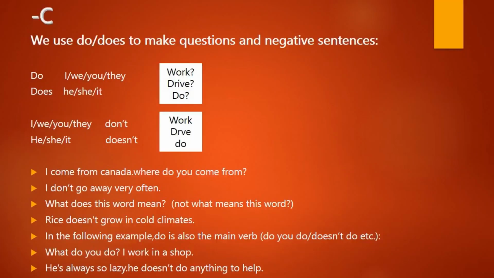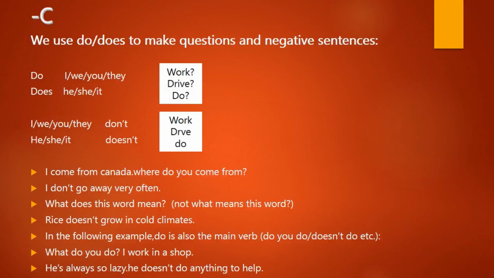I have some question and negative sentence structures with do and does. At first, we practice question sentences with do and does. How to make them? Let's see. With do: Do I work? Do we work? Do you work? Do they work?